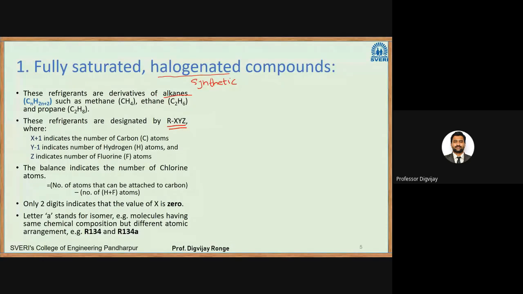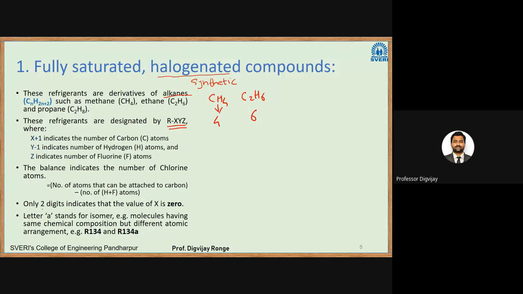And the remaining is chlorine. So chlorine, how to find out chlorine? The balance indicates the number of chlorine atoms. Balance means the number of atoms that can be attached to carbon. Okay, the number of atoms that can be attached to carbon means, if I take CH4, in that case, the number of atoms that can be attached to carbon is 4. If I take the example of C2H6, that is ethane, in that case, the number of atoms that can be attached to carbon is 6. Okay, minus the number of hydrogen plus fluorine atoms. Okay, so this is the formula to calculate the number of chlorine atoms.